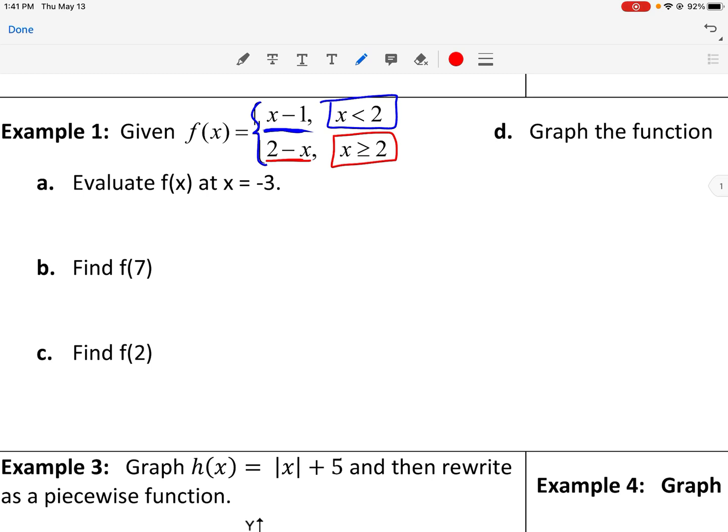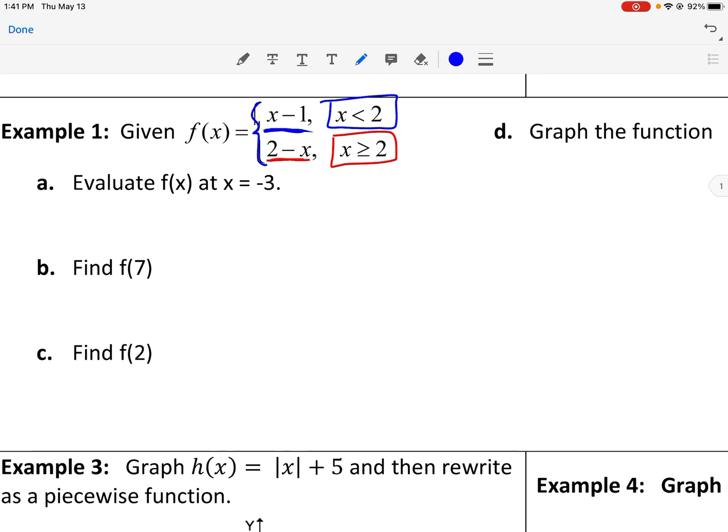So if we are evaluating our function at x equals -3, you first need to look at these two on this side to figure out where does x equals -3 fit. Does that fit into the first piece or does it fit into the second piece? And since that is an x value that is less than 2, that's going to fit into the first piece.